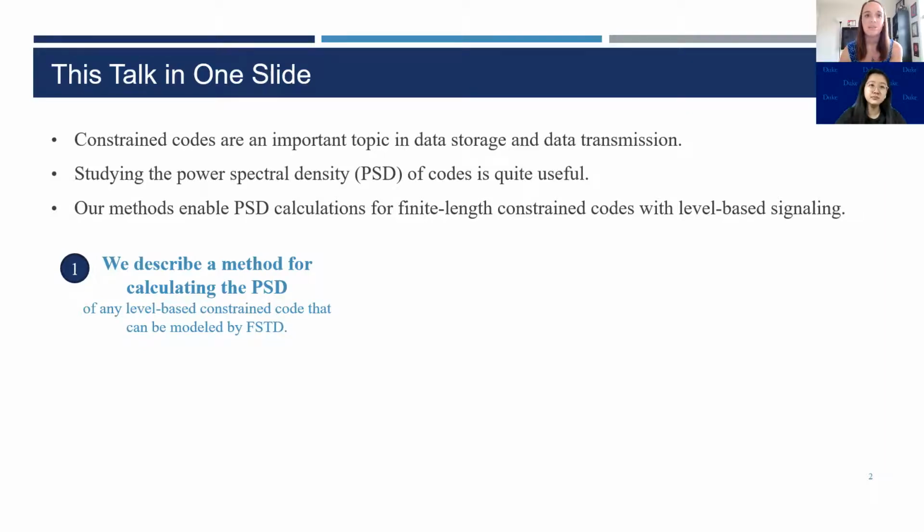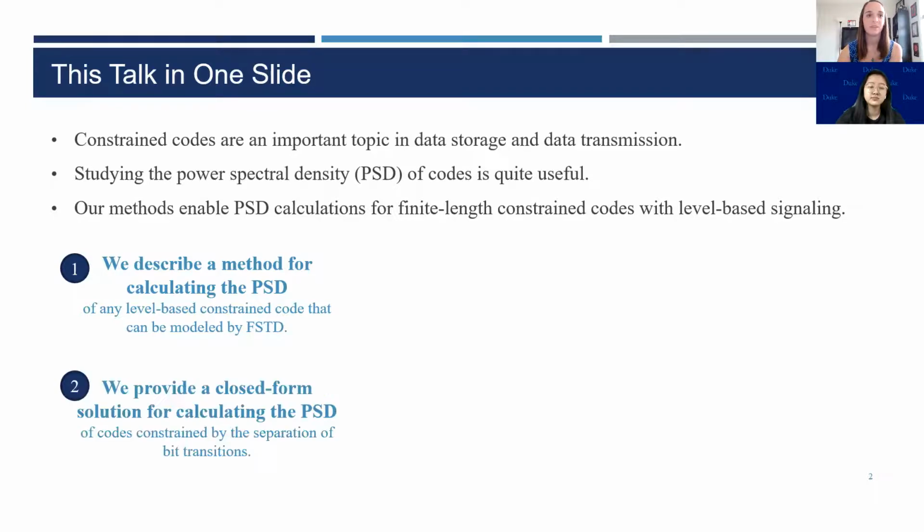First, we describe a method for calculating the PSD of any level-based constrained code that can be modeled by an FSTD. Secondly, we provide a closed-form solution for calculating the power spectra density of codes constrained by the separation of bit transitions. In the finite length realm, these are going to be codes like A-loco and loco codes.